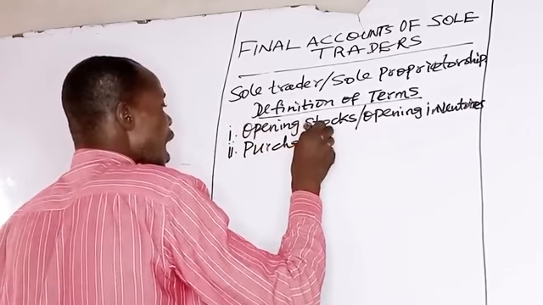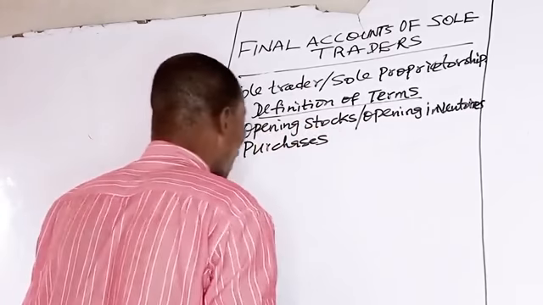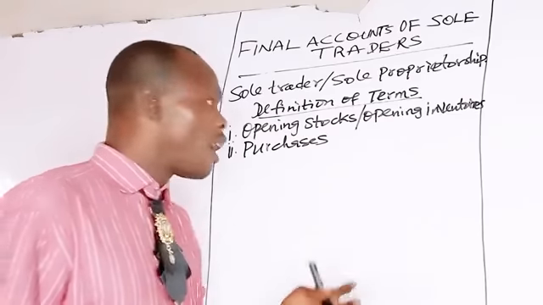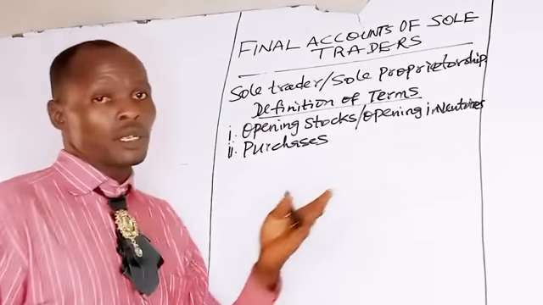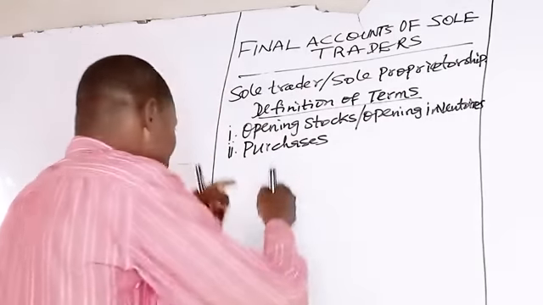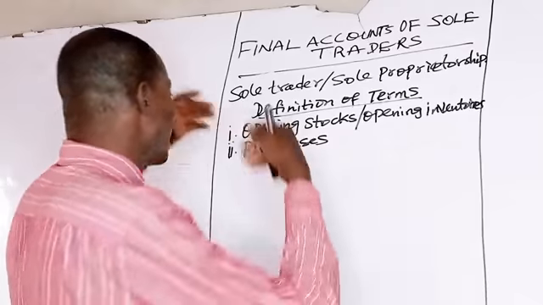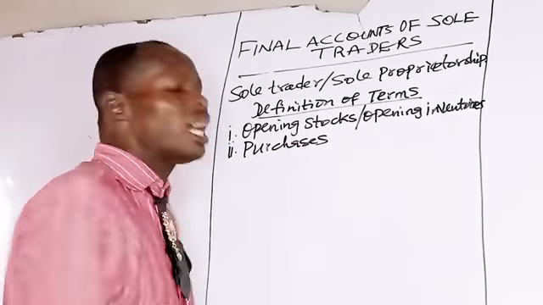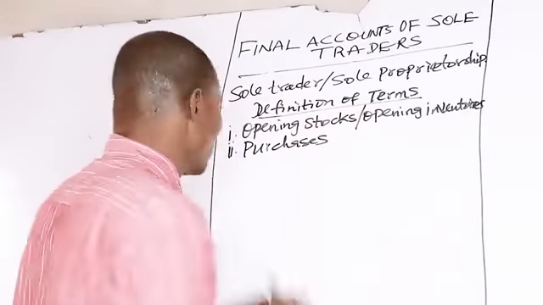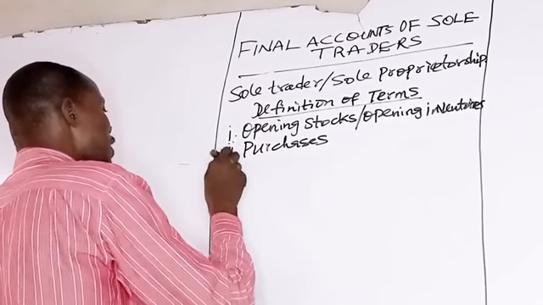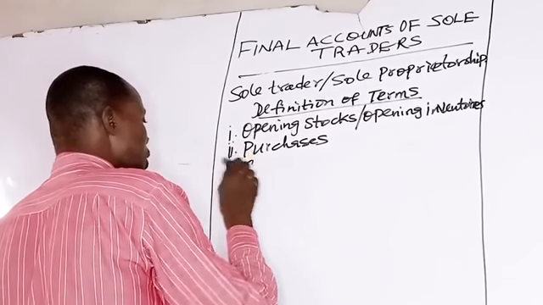Now, number 2, we have purchases. Purchases are goods bought for resale. Goods bought for resale, that is purchases. What the organization is dealing in, their primary business. So what they buy with the intention of reselling them, that is purchases.